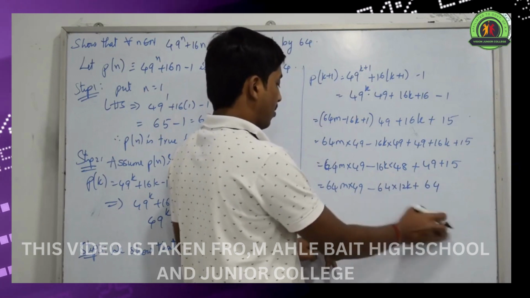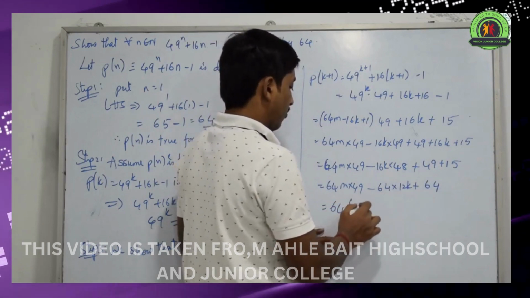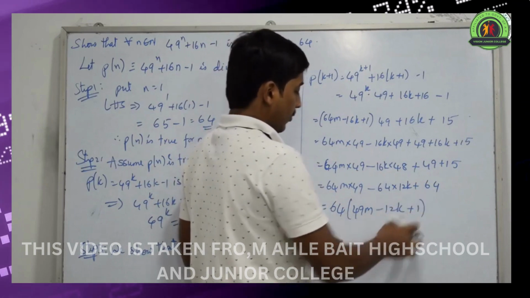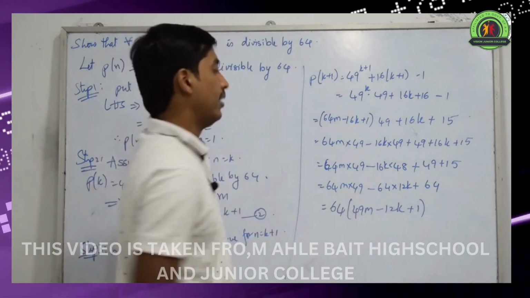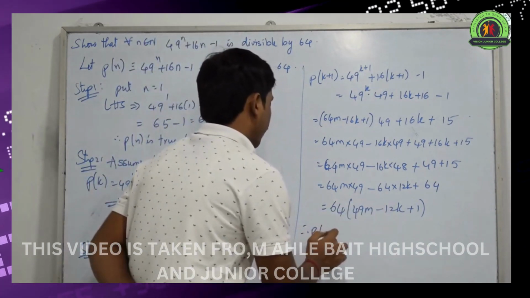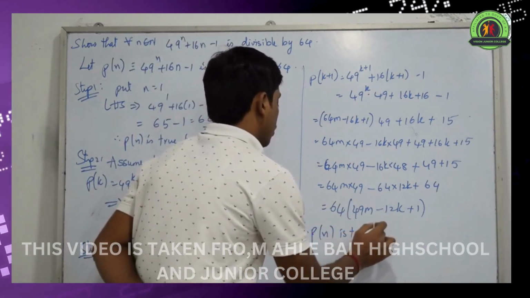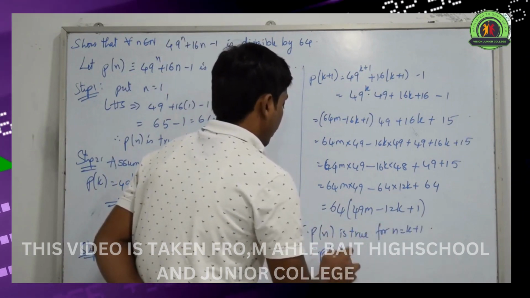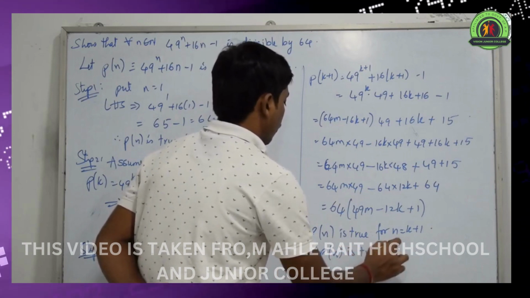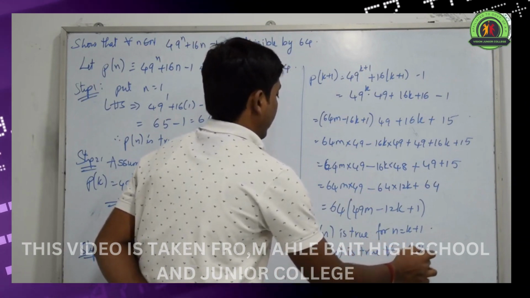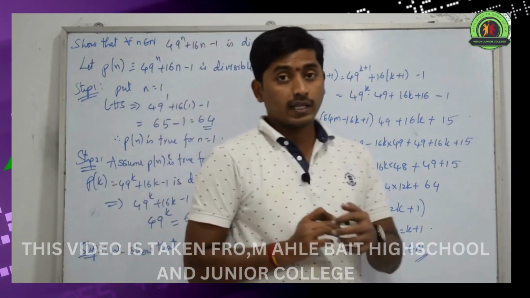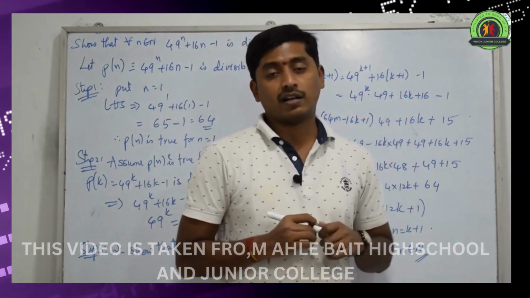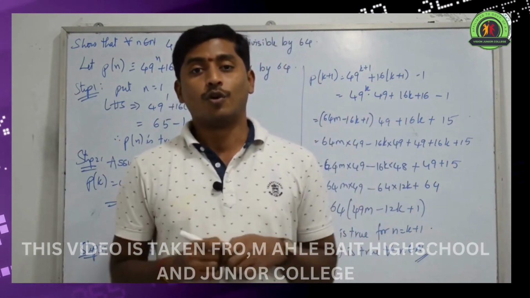Now just take 64 common. 64 into 49m minus 12k plus 1. Therefore, 64 into something. Yes, right? From this, therefore, P of n is true for n equal to k plus 1. Therefore, P of n is true for all n belongs to N. Is it right? Is it not easy? Yes, right? Fine. These are the varieties of problems of mathematical induction. Let us meet in the next session with more problems of mathematical induction.